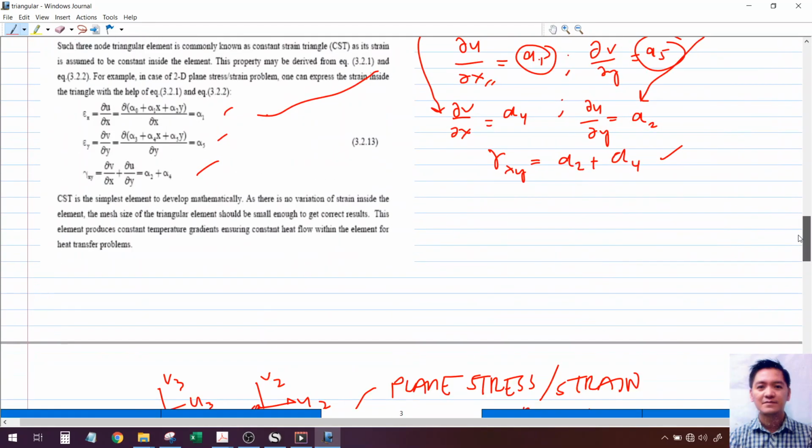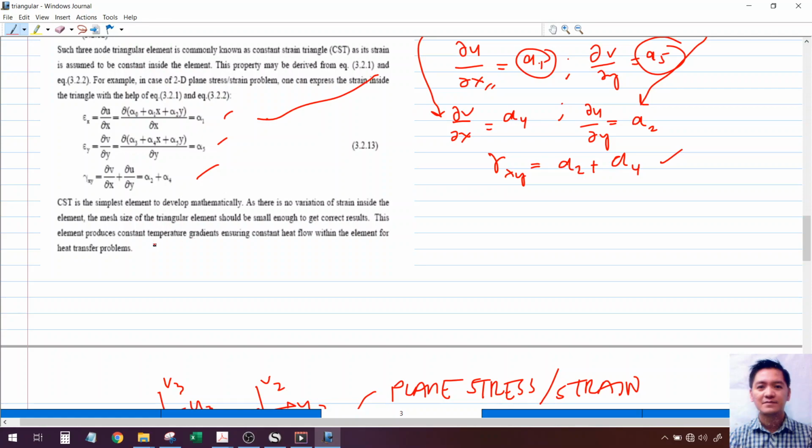So saan nga ulit ginagamit si constant strain triangle? Okay. For example, you can use that in heat transfer problems. Okay. That's why if you use that, make sure na yung mesh size of the triangular element should be small enough to get correct results. Kasi nga constant siya. No? Otherwise, pag malaki yung size ng element mo ng triangle na to, yung temperature gradient mo mali na. Okay?